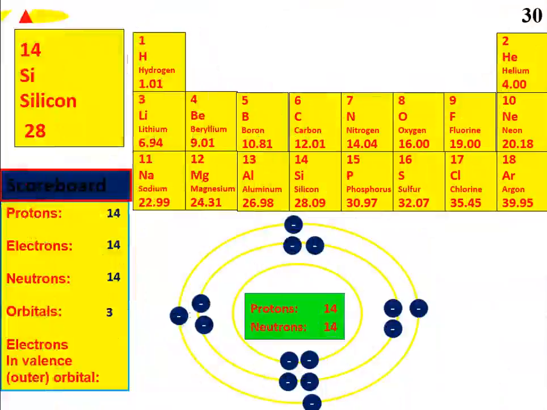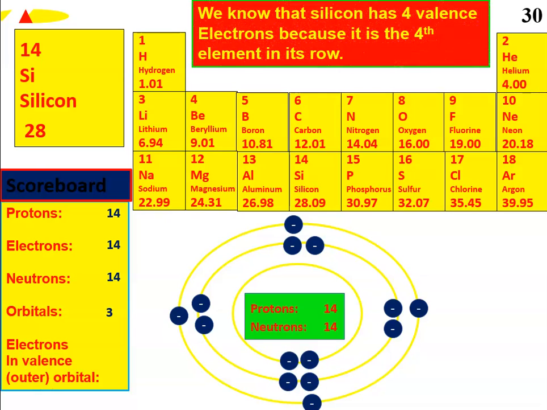So now, though, we have to ask how many valence electrons we have. Well, we can see by looking at the diagram we have 4. But what if you wanted to know that without having to draw this whole diagram? Because sometimes that's all you want to know is how many valence electrons an atom has. They're the ones that get involved in chemical bonding. So we know that silicon has 4 valence electrons because it's the 4th element in its row.